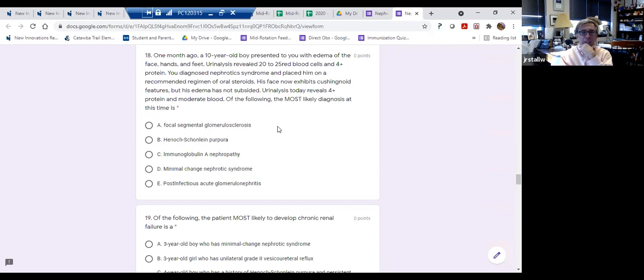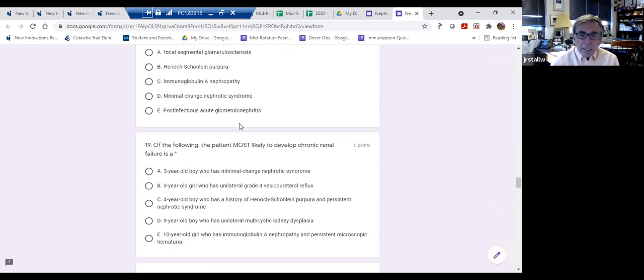He might be a little old. I just don't see anything else that pushes me to HSP, but FSGS is your classic nephrosis in a 10-year-old or adolescent male that doesn't respond to steroids. And so this is that, just the age and the fact that he's not responsive and he's nephrotic and he has a few red cells in his urine. This would be a classic FSGS. So the answer is A.